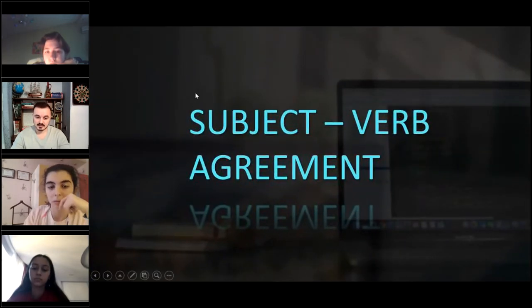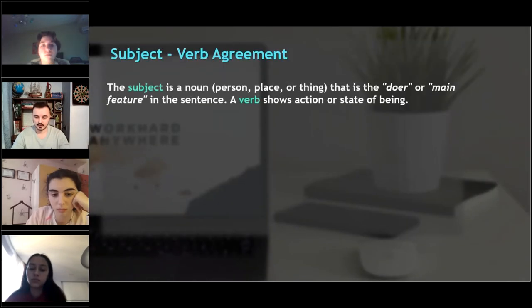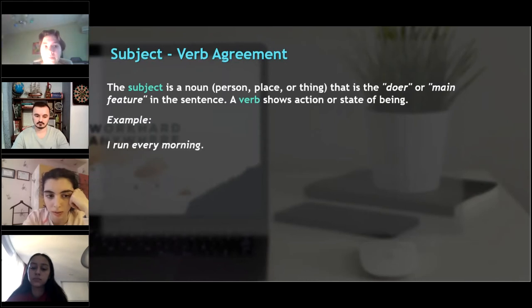Our first lesson is called subject-verb agreement. Okay, Rumeysa, let's continue with you. Subject-verb agreement. The subject is a noun, person, place, or thing that is the duty or main feature in the sentence. A verb shows action or state of being. Example, I run every morning.